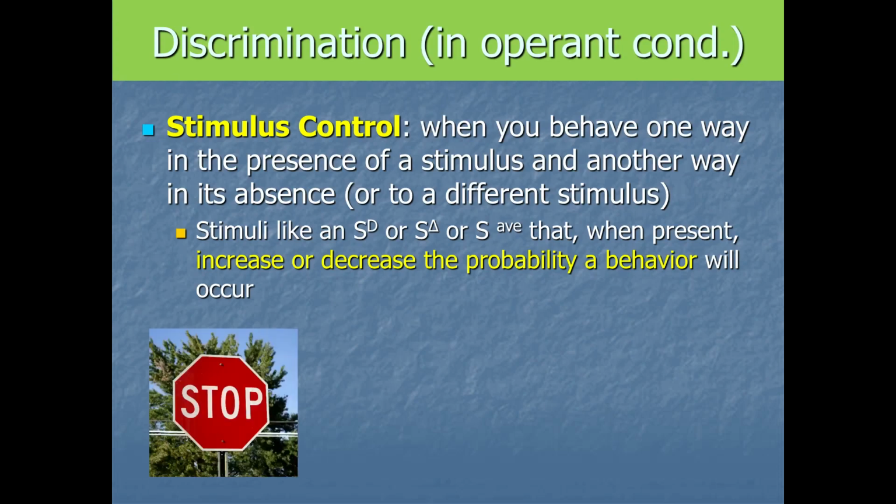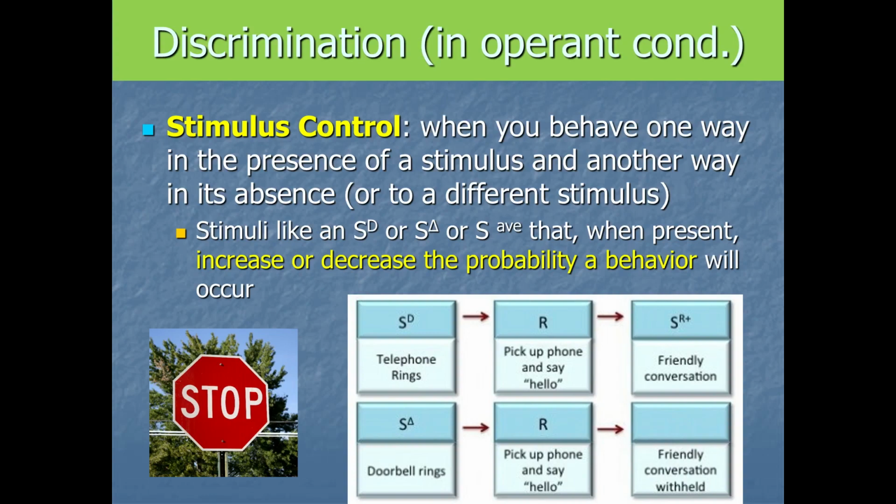For example, a stop sign stimulus controls your braking behavior. It makes it more likely, right? It's not like it's guaranteed. It doesn't mean that you can't do something else, right? You might decide to run through the stop sign, but it makes that behavior more likely. So it's influencing or controlling your behavior. A stop sign is an SD, a discriminative stimulus, for the braking behavior. We'd say it sets the occasion for braking, makes it more likely. Likewise, the telephone ringing controls the behavior of picking up the phone and saying hello.